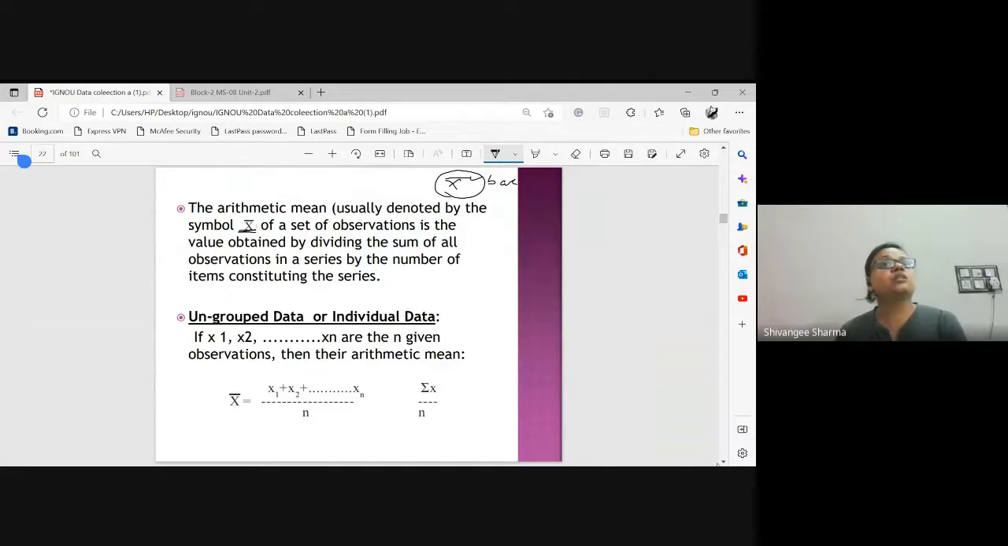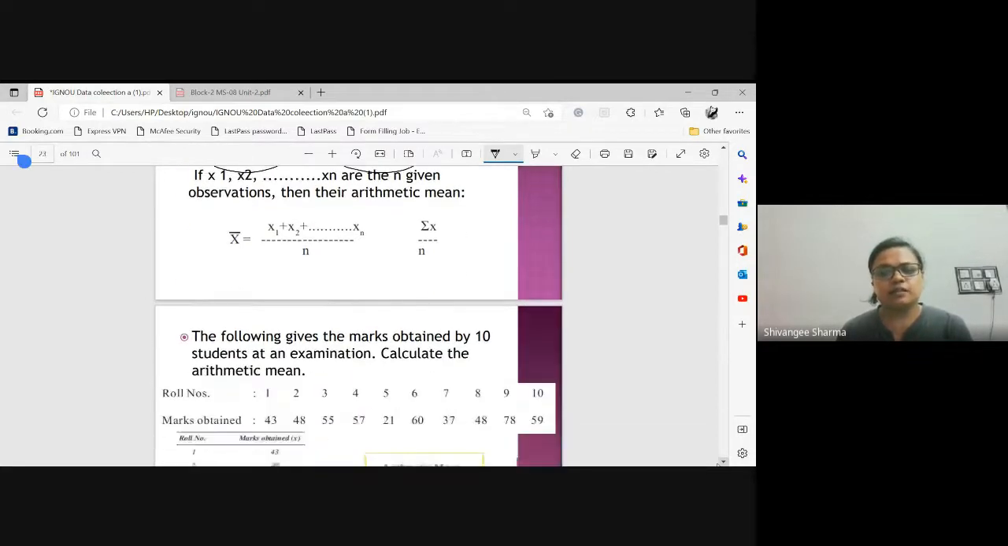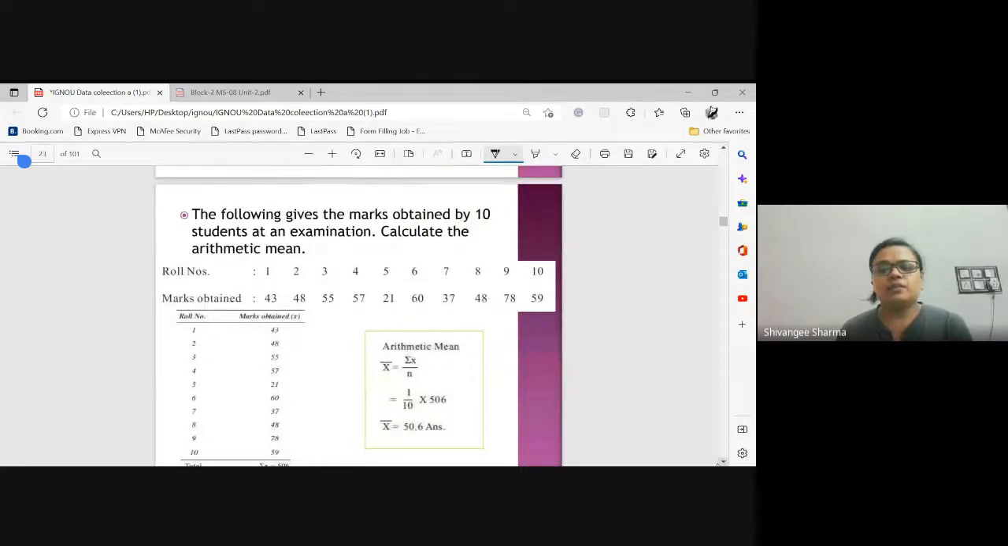series: individual, discrete, or continuous, grouped or ungrouped, you can say. So individual data, also known as ungrouped data, is where no grouping has taken place. Let's move to an example. These are the roll numbers of the students, not the marks of a student. Roll numbers 1 to 10 have obtained marks 43, 48, 55, 57, 21, 60, 37, 48, 78, and 59. Now you have to calculate the arithmetic mean.